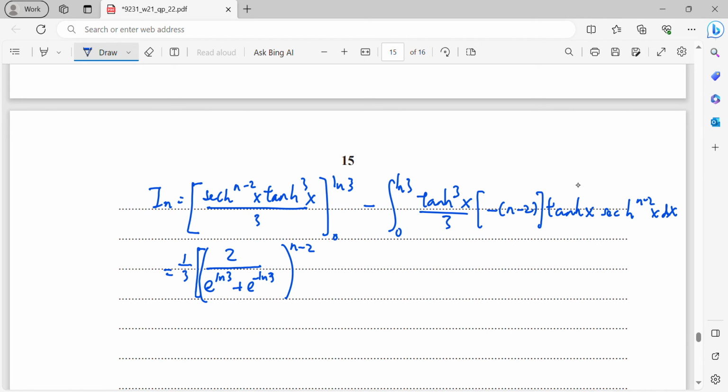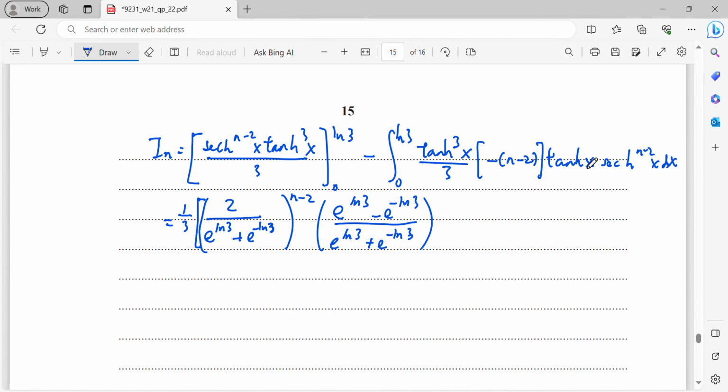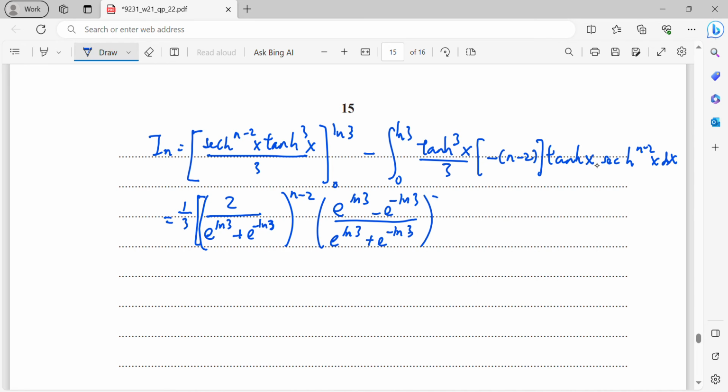Okay, then e^(ln 3) minus e^(-ln 3). This is for the hyperbolic tangent x. Then here e^(ln 3) plus e^(-ln 3). Because your answer here without this would be just numbers, that is why we have to use the definition. Okay, then minus the value when x is 0.